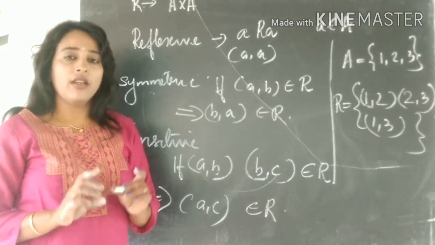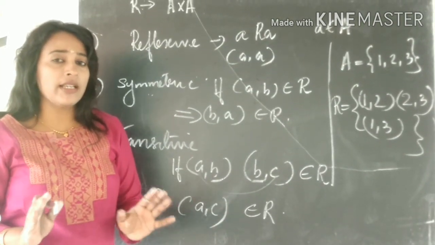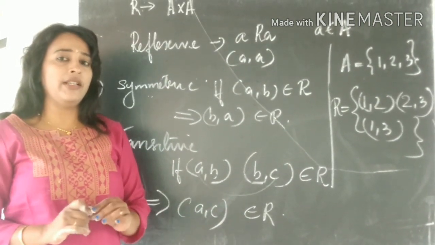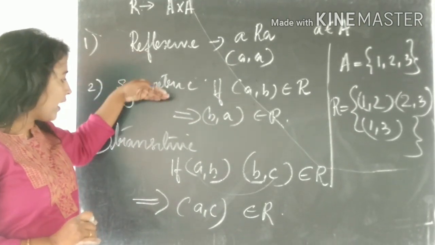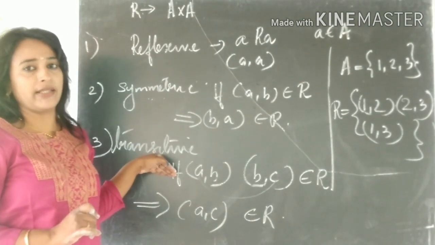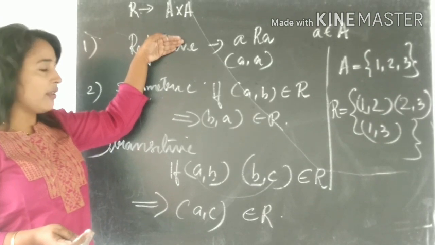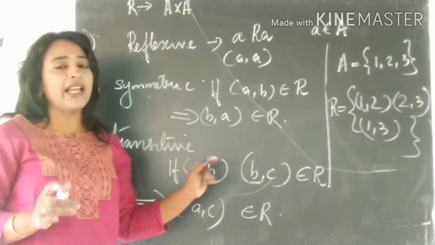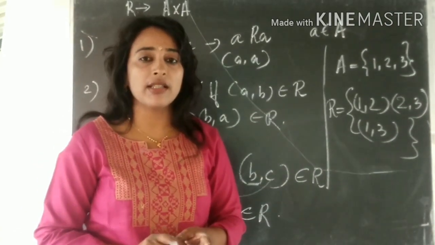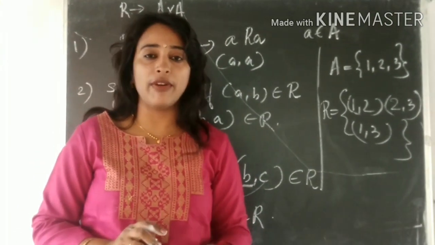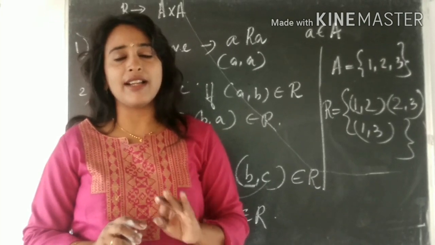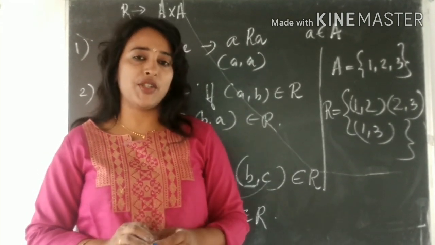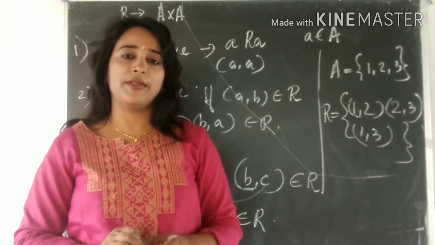Is it clear? Now, suppose a given relation satisfies all the three properties, that is, it is reflexive, symmetric and transitive, then we say the relation is equivalence. Then definitely the relation is an equivalence relation.